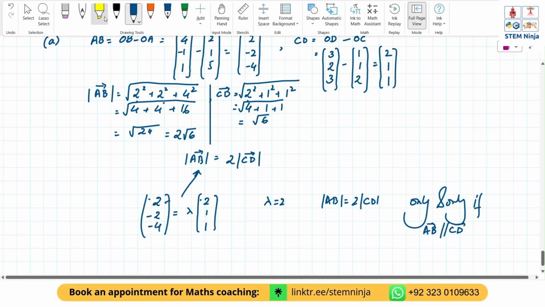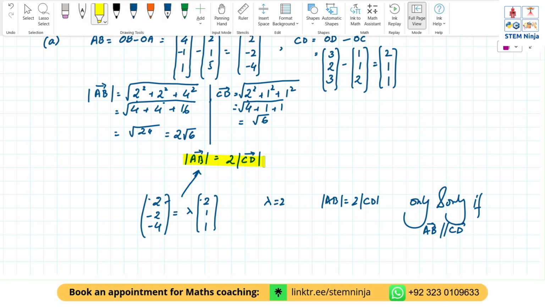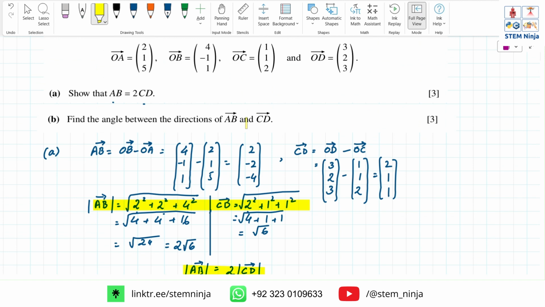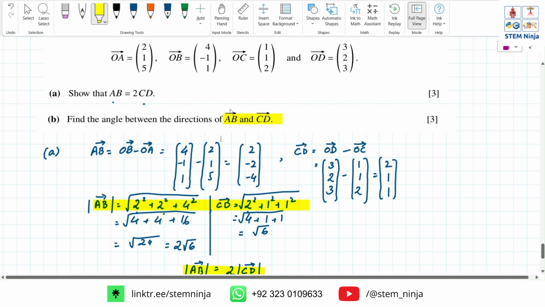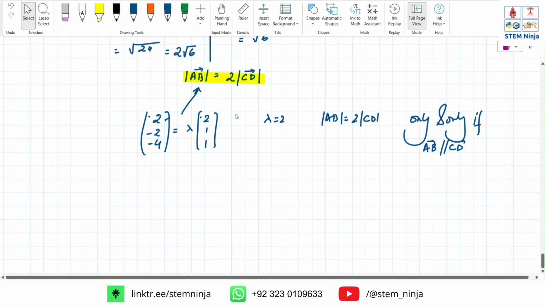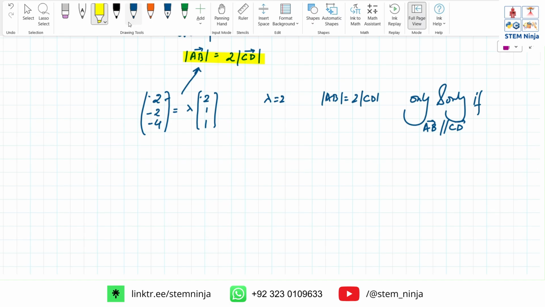So we only need to work with length, which is simply using this formula. Now, find the angle between the directions AB and CD. So we have found out already AB and CD, and we have also found out their magnitudes. So there's a very easy way how this is all going to be used.